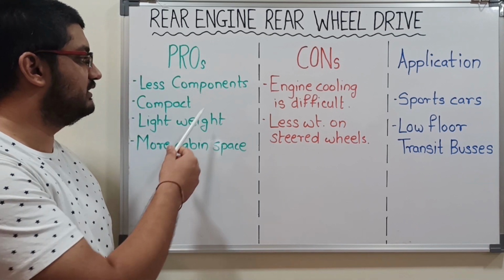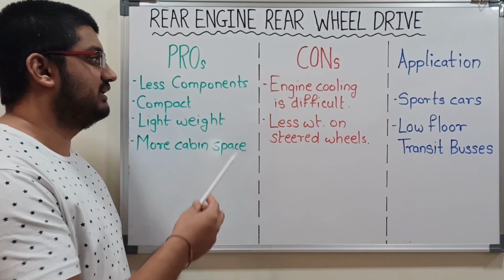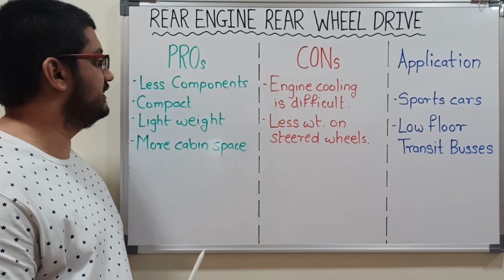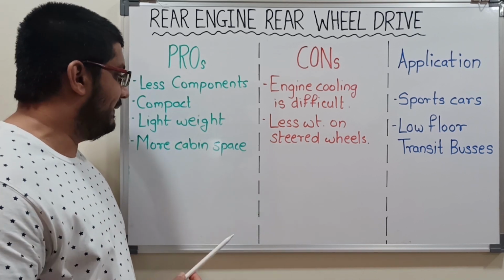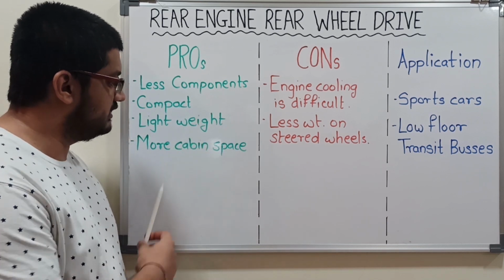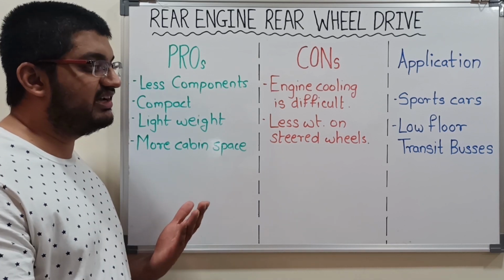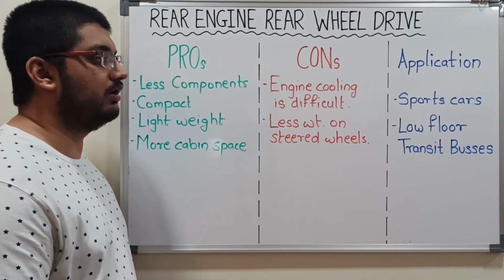So the pros are obviously similar to the front engine, front wheel drive type of layout. Fewer components, hence fewer losses and better efficiency. Overall, the design is compact due to the transaxle. Then lightweight because of fewer components, and more cabin space because the propeller shaft used in other commercial vehicle layouts is eliminated in this type of layout.